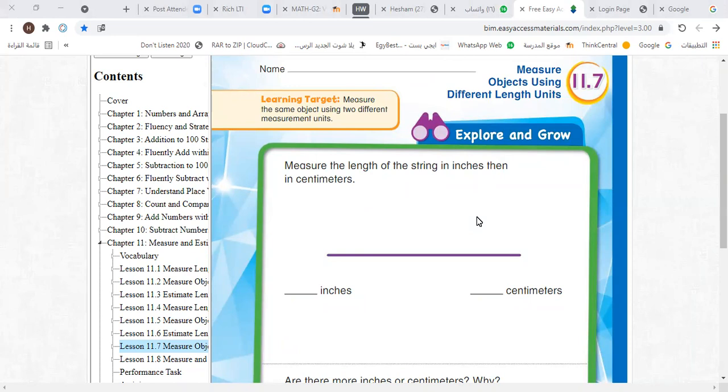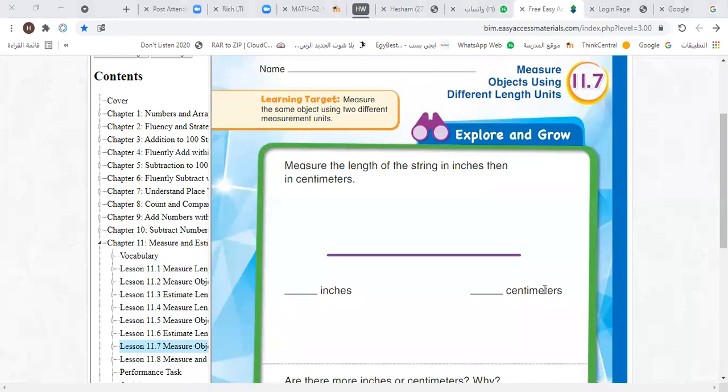Let's start our today's lesson. Our today's lesson is lesson number 7 in chapter 11, measure objects using different length units. Okay, let's start with the first exercise. Here we have this string, and we want to get the length of this string in inches and in centimeters.